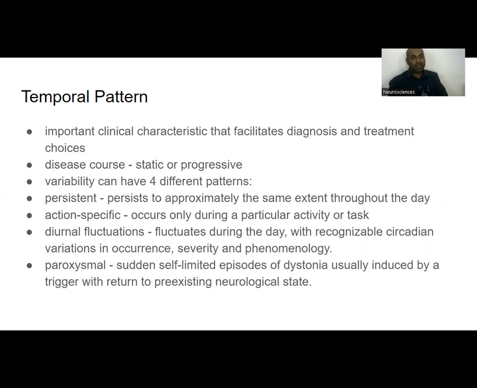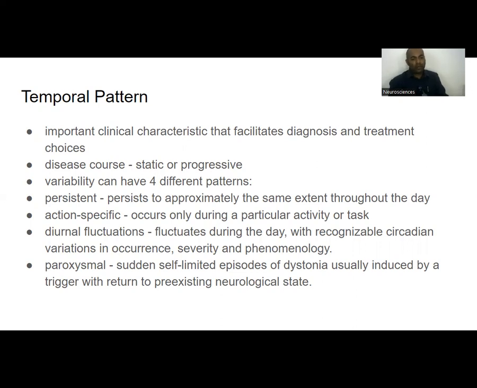Temporal pattern is also an important clinical characteristic which informs diagnosis and treatment. Regarding disease course, dystonias can be either static or progressive. For example, a patient with dystonic cerebral palsy, we know it's a static disorder. It's not a progressive disorder. While various early onset genetic dystonias are progressive. They start focally and progress to become generalized dystonias. And variability has different patterns. Persistent is when dystonia persists throughout the day. Most dystonias are persistent.